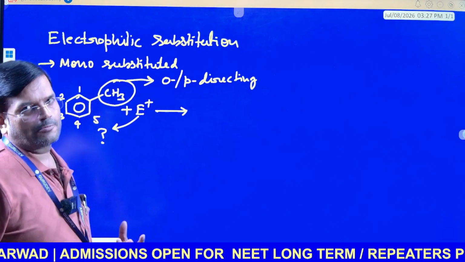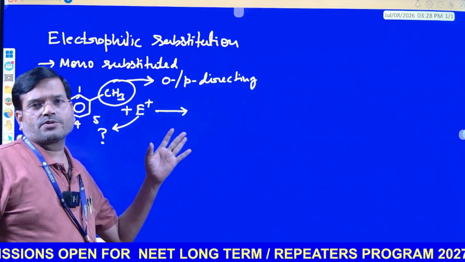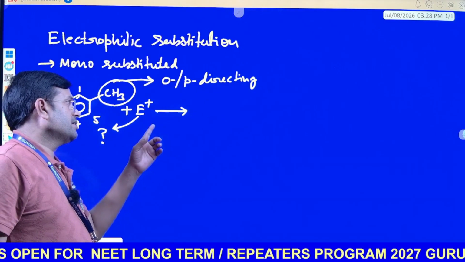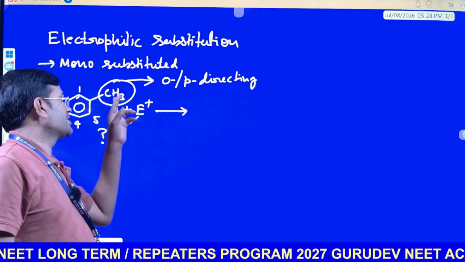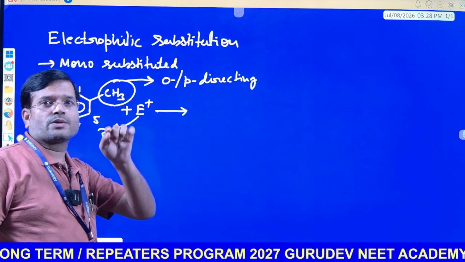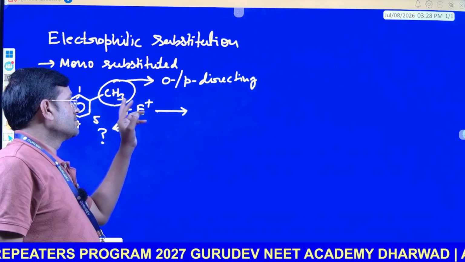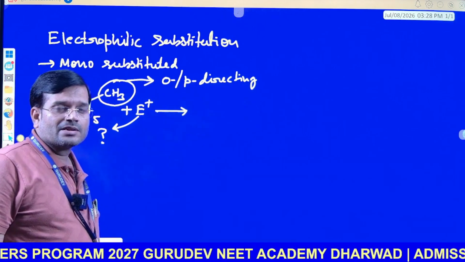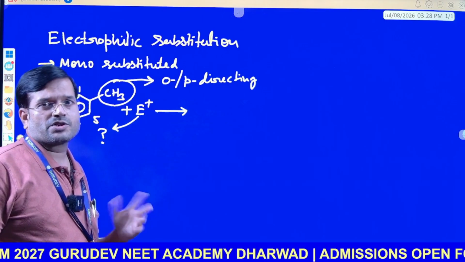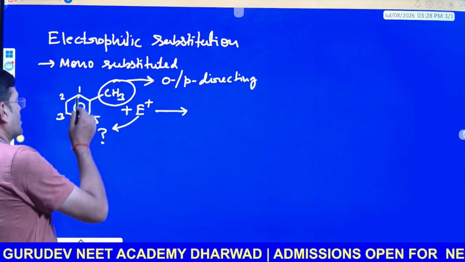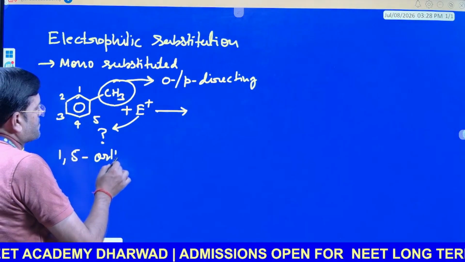It means for a mono substituted benzene, if we are doing the further electrophilic substitution, the incoming electrophile will attack at either of all these 5 sites, depending on the nature of the substituent present already over the benzene ring, right? So the nature of this methyl is orthopara directing, means it will direct the incoming electrophile to attack at ortho and para position only. So as you all know, 1 and 5 are ortho position.